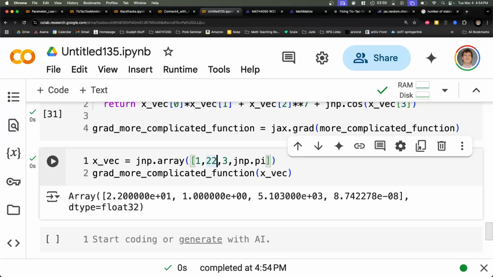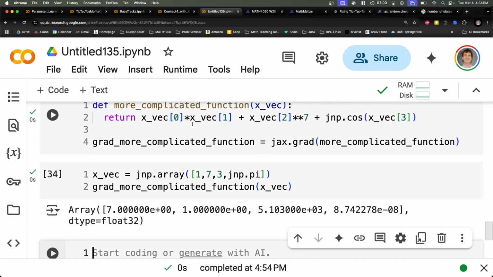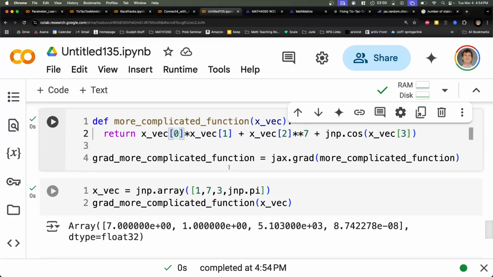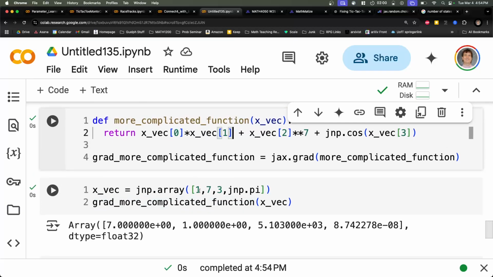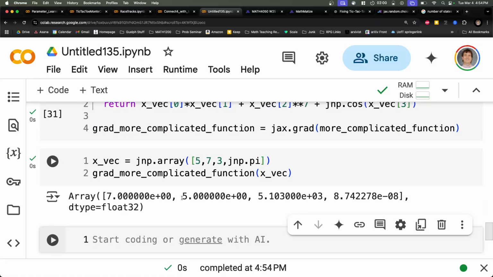This is a bad example. Let's make it a 7. Okay, look, it changed that to a 7. That was from this term over here. What is the derivative with respect to the second term? Well, that's x0. So that's whatever is over here. So I change this to 5. I'll get 7, 5. Okay, great.